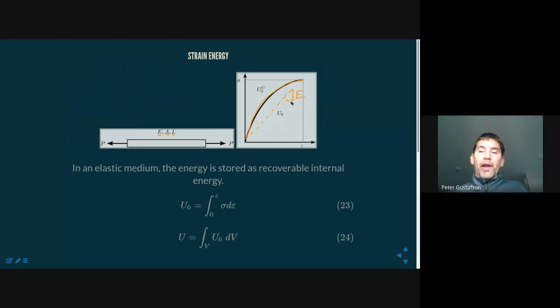But in general, we have the same concept of the area under the curve now is a measure of energy stored through strain. So we're going to define this term called the recoverable internal energy, or perhaps more abbreviated, the strain energy. It is the integral under this stress-strain curve. So it's the integral of stress d-strain.